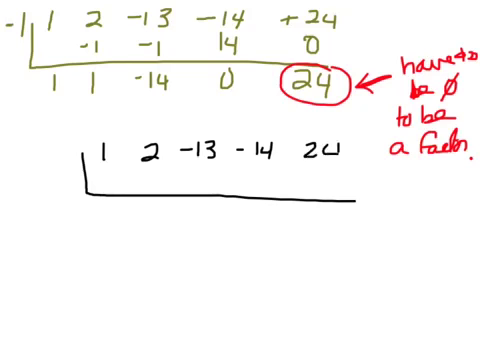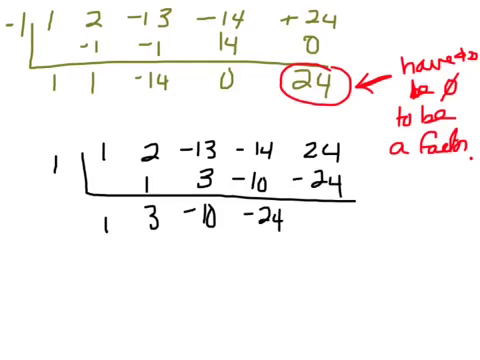So I'm going to write my coefficients again, and this time I'm going to divide by 1. Bring down my 1. 1 times 1 is 1. 2 plus 1 is 3. 1 times 3 is 3. Negative 13 plus 3 is negative 10. 1 times negative 10 is negative 10. Negative 14 and negative 10 make negative 24. And 1 times negative 24 is, looky there, negative 24.